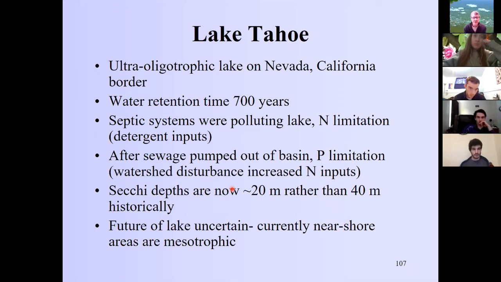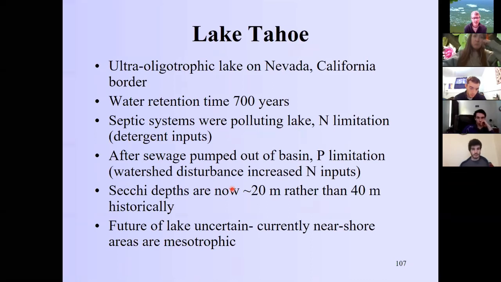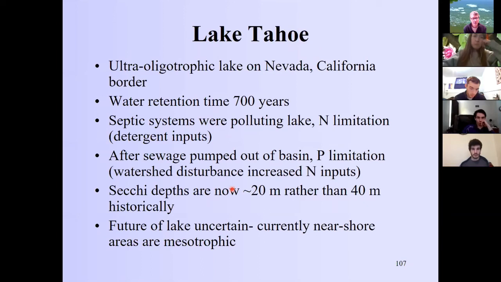So there were septic systems that were polluting the lake. There's no active sewage treatment. It was a bunch of cabins and lodges and such that had septic systems. And there's a lot of detergent input, so the phosphorus is dumping in, and the lake was quite nitrogen limited. They put in sewage lines and started pumping the sewage out of the basin, and it switched from nitrogen limitation to phosphorus limitation. And simultaneously, watershed disturbance increased nitrogen inputs.